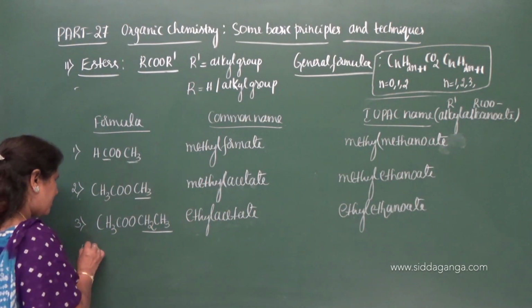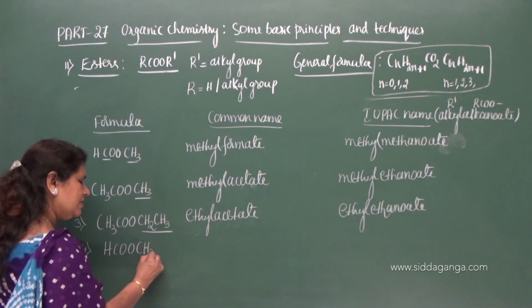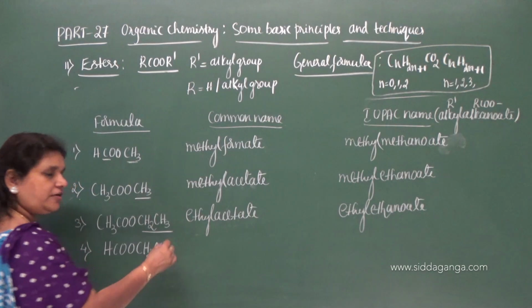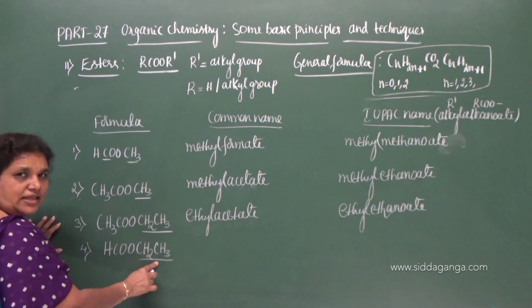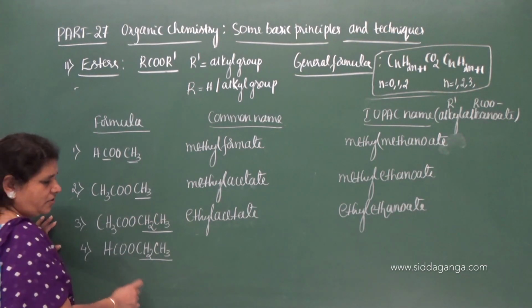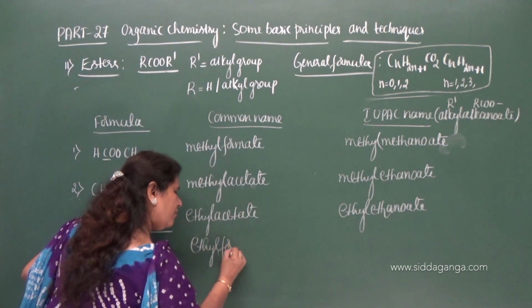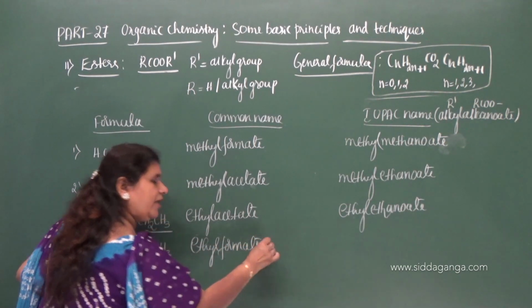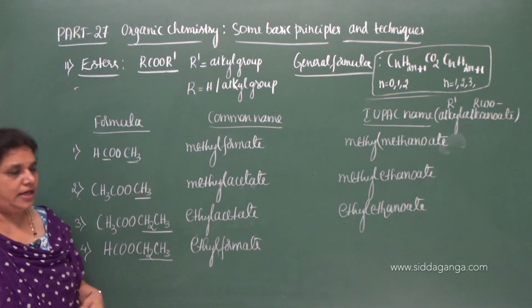I'll give one more example. HCOOCH2CH3. Now, can you write the common name? What is this group? Ethyl group. And what is this? Formic acid. Correct? So, then the name becomes ethyl formate. Correct? Very simple. This is methyl formate and this is ethyl formate.